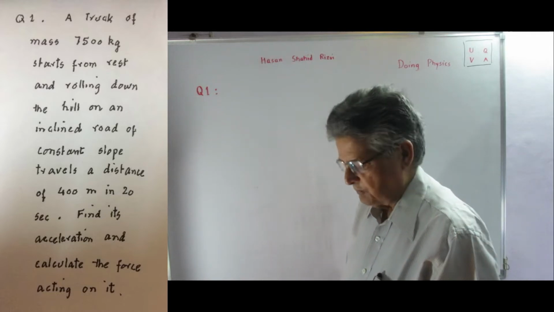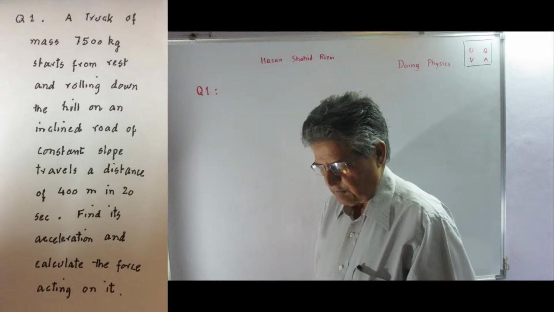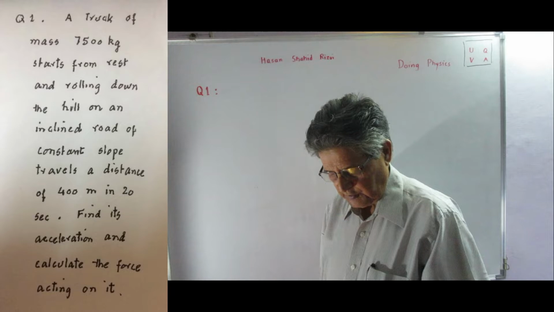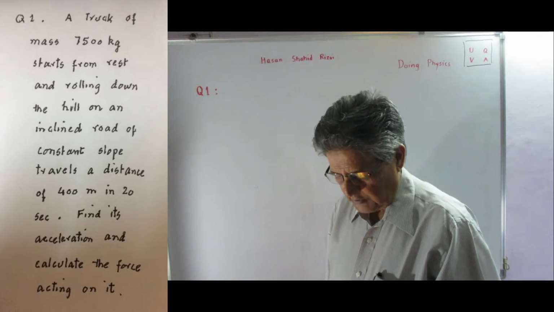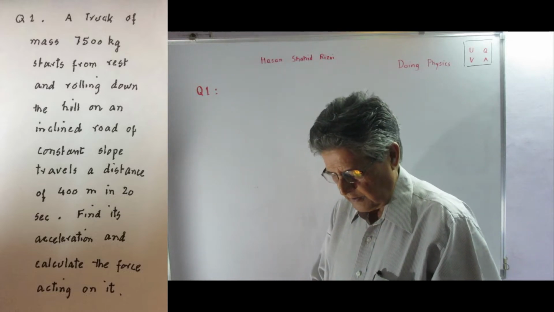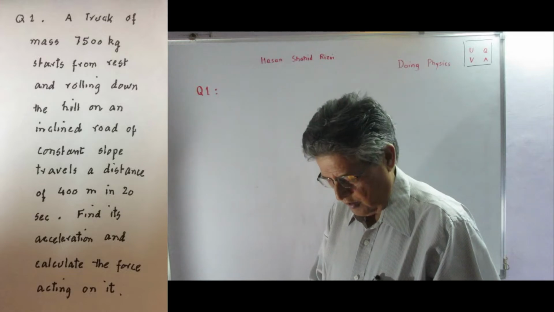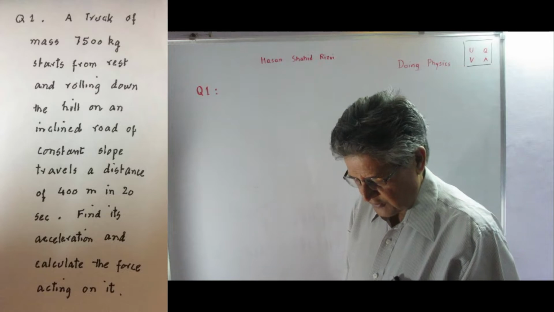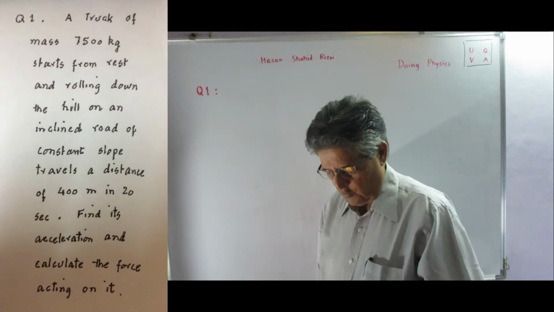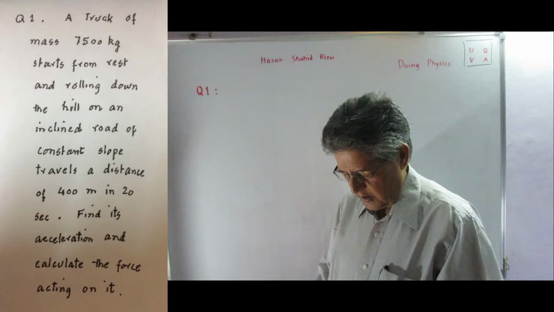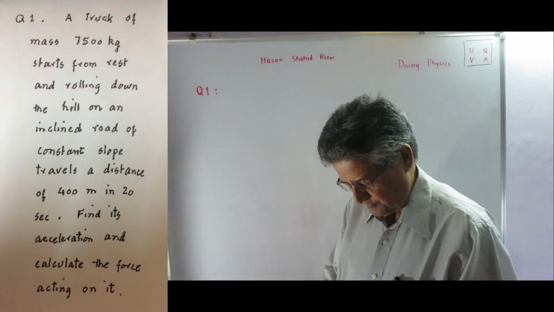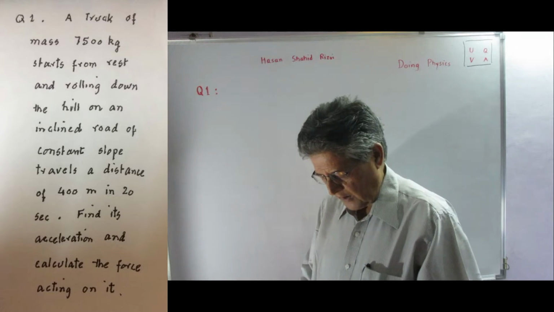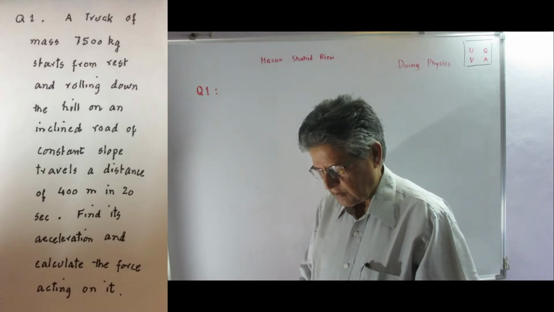A truck of mass 7,500 kilogram starts from rest and rolling down the hill on an inclined road of constant slope, travels a distance of 400 meters in 20 seconds, finds its acceleration and calculate the force acting on it.